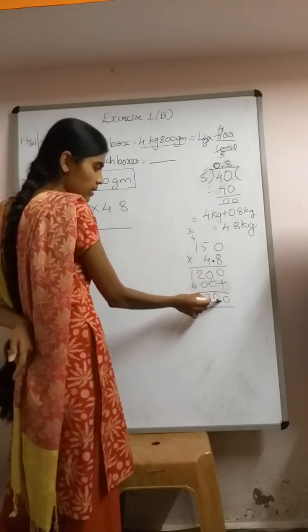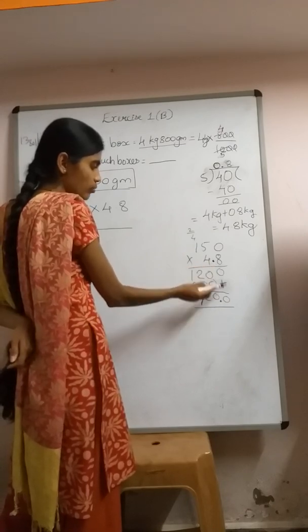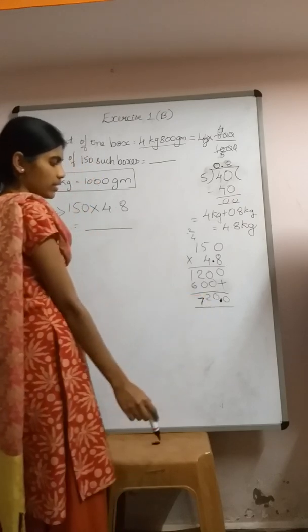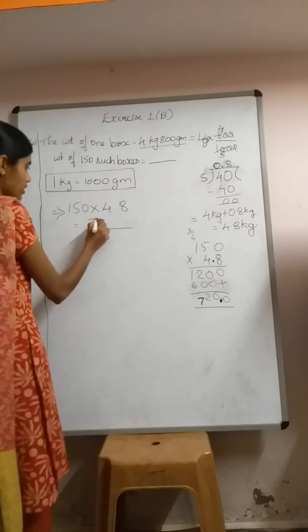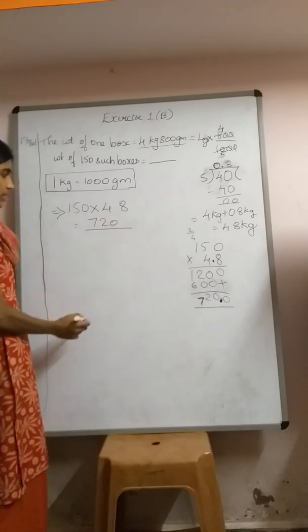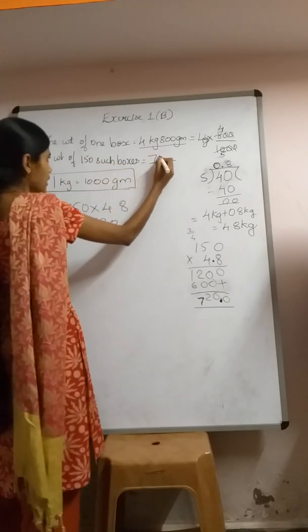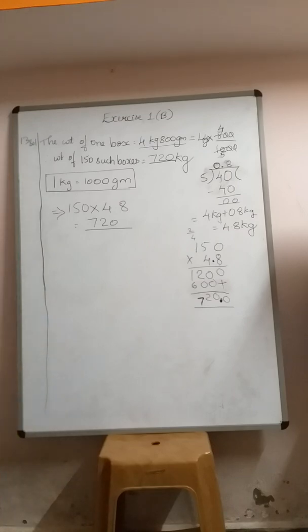Now a decimal point. After one digit, so after 8 there is 1 point. So you also put a decimal point here. Now let us see what is the answer. We got 720. Okay. So let us see, weight of 150 such boxes is 720 kg. Did you understand this? Let us move to the 14th question.